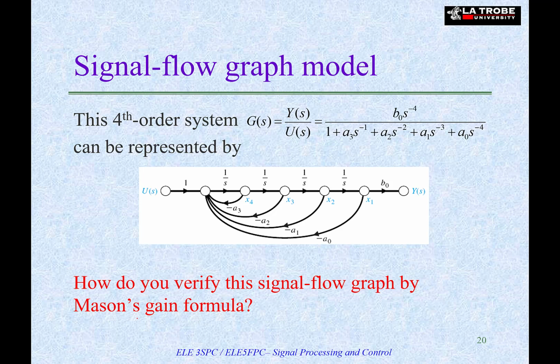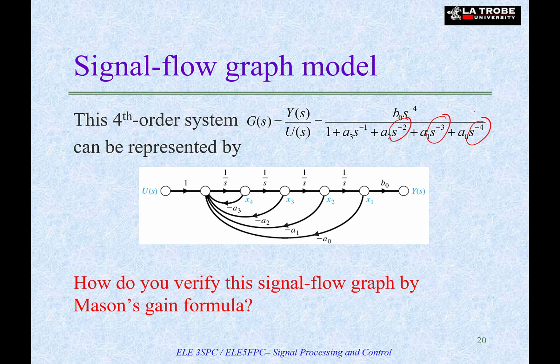You may also notice we have these power terms of s to the power of -2, s to the power of -3, and s to the power of -4. When we have them, basically, they are a result of a cascade of integrators. So for s to the power of -2, basically we cascade 2 integrators. And we know that the integrator is illustrated by 1 on s.